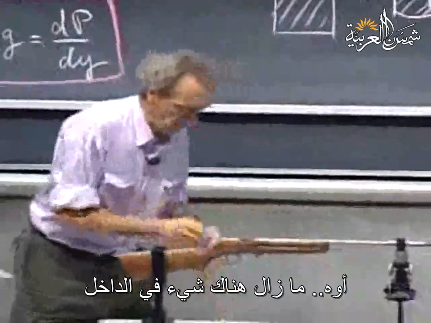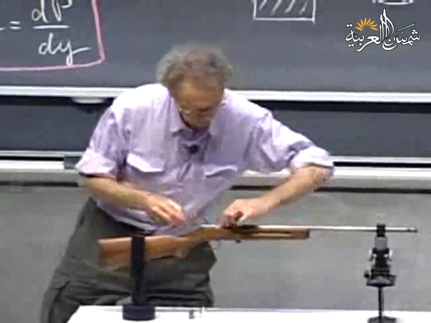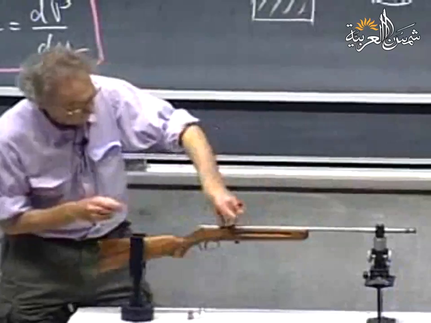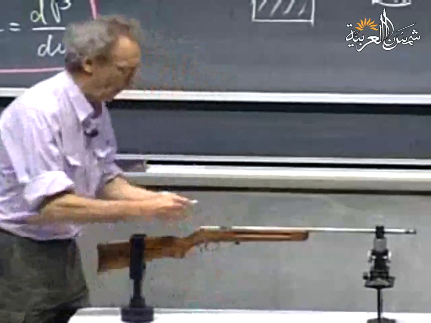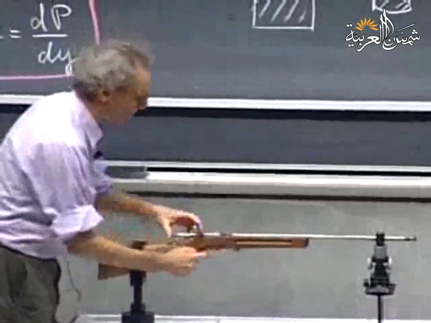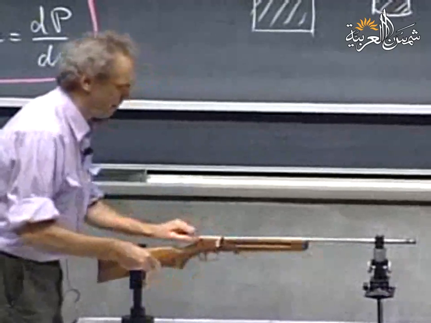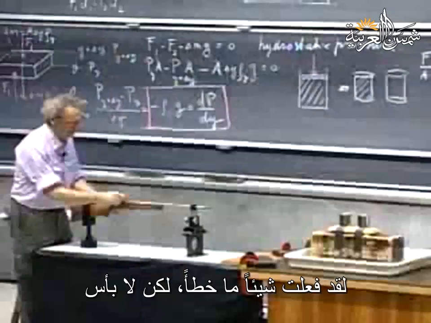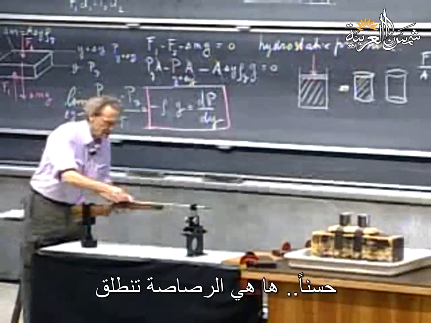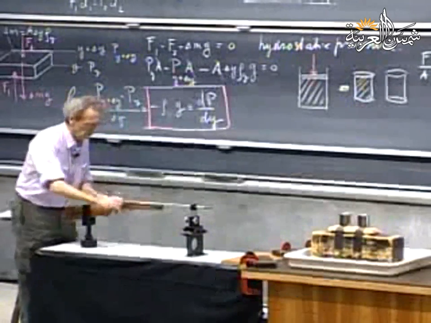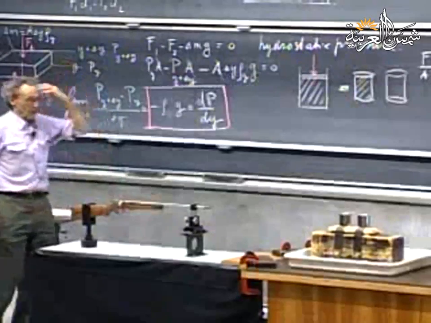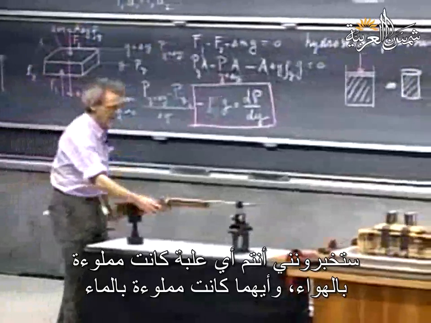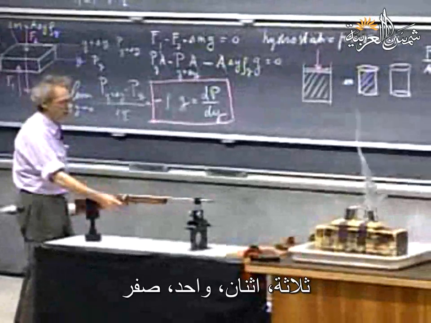Oh boy, still something in there. Okay. I did something wrong, but that's okay. All right. There goes the bullet. Okay, we're ready for this? So you tell me which can is filled with air and which can is filled with water. 3, 2, 1, 0.